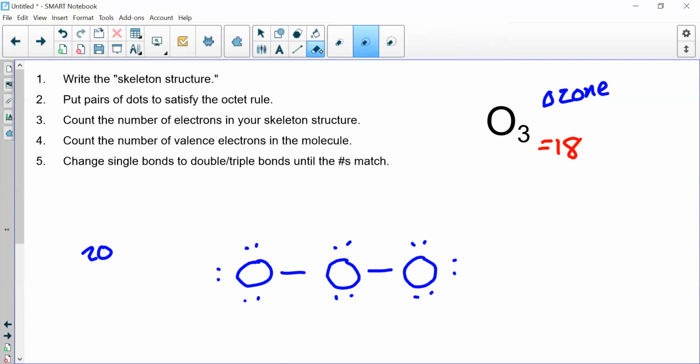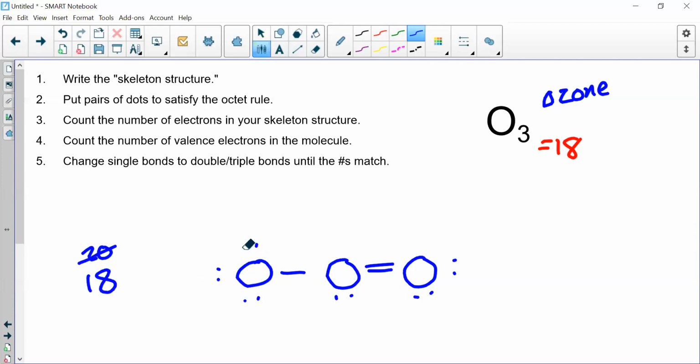So all we need to do is make a double bond and we should be good. Doesn't matter where you make the double bond. Let's go between this one and this one. So I'll cut the top off these. I could have done the bottom. It's totally fine. I make a double bond, and that brings us to 18. Let's just double check. 2, 4, 6, 8, 10, 12, 14, 16, 18, and we're good. So that's ozone. It's a single bonded oxygen and a double bonded oxygen.